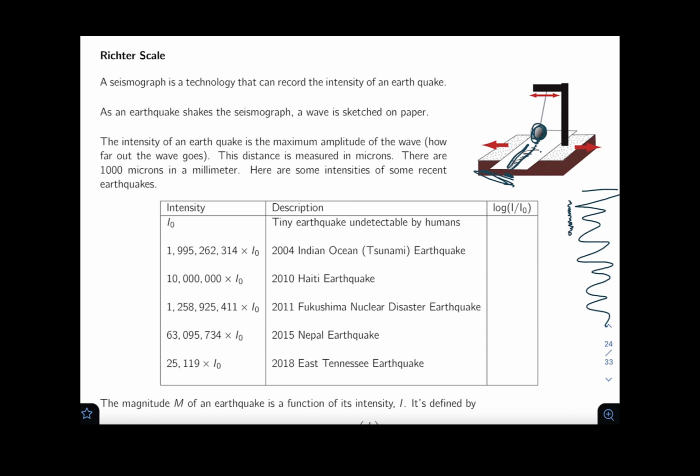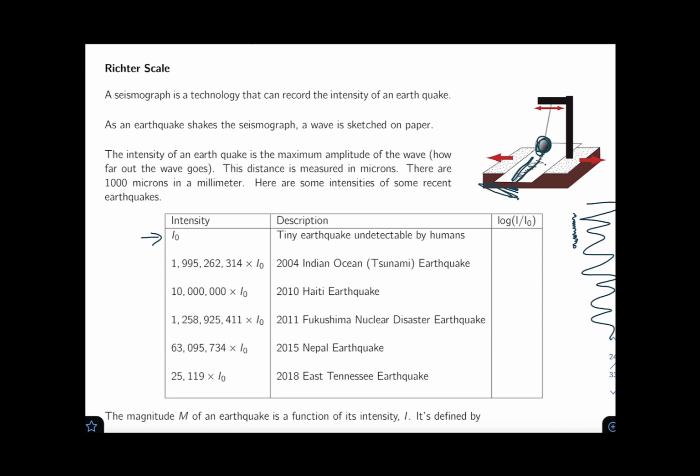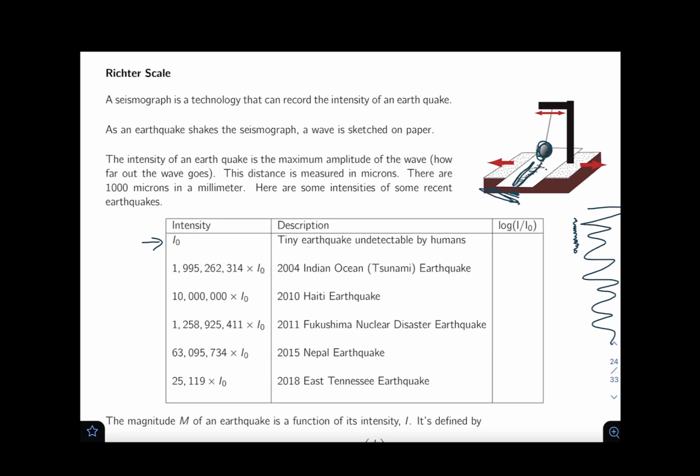So it's super tiny and super precise. And the distances can vary dramatically. Each seismograph is actually a little bit different, so each seismograph has its own base threshold that we call I sub 0. And when we measure an earthquake on a specific seismograph, we measure the intensity as a multiple of that I sub 0.